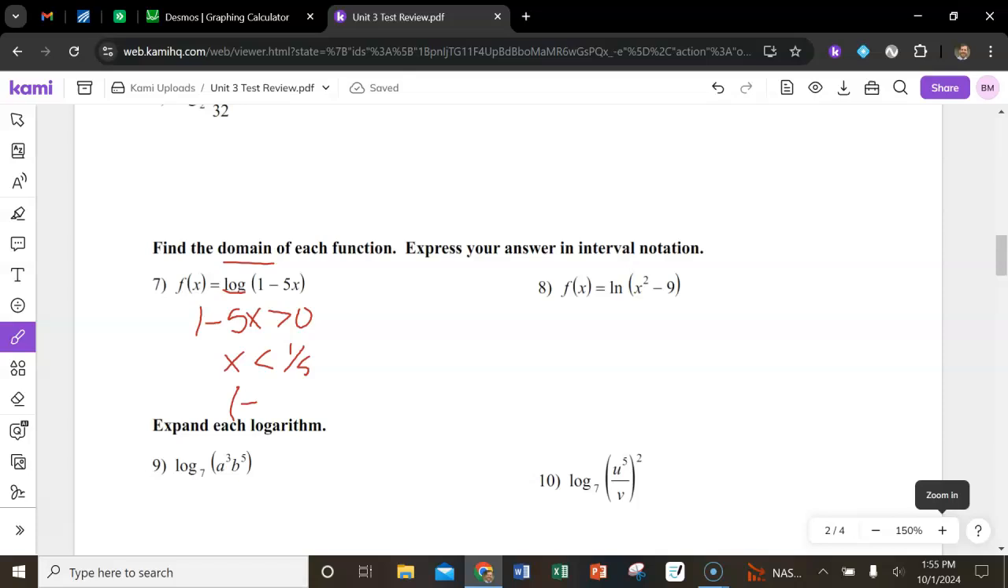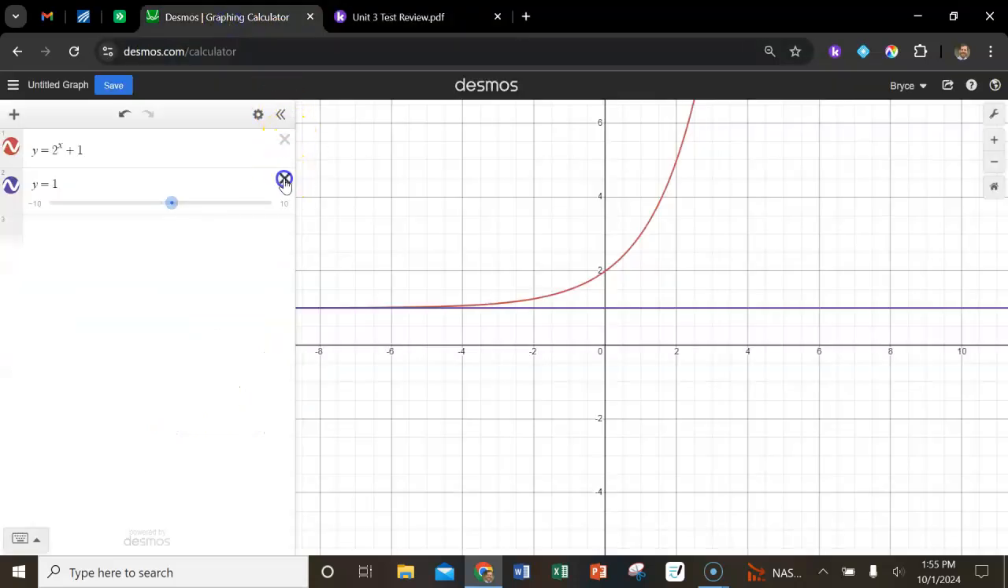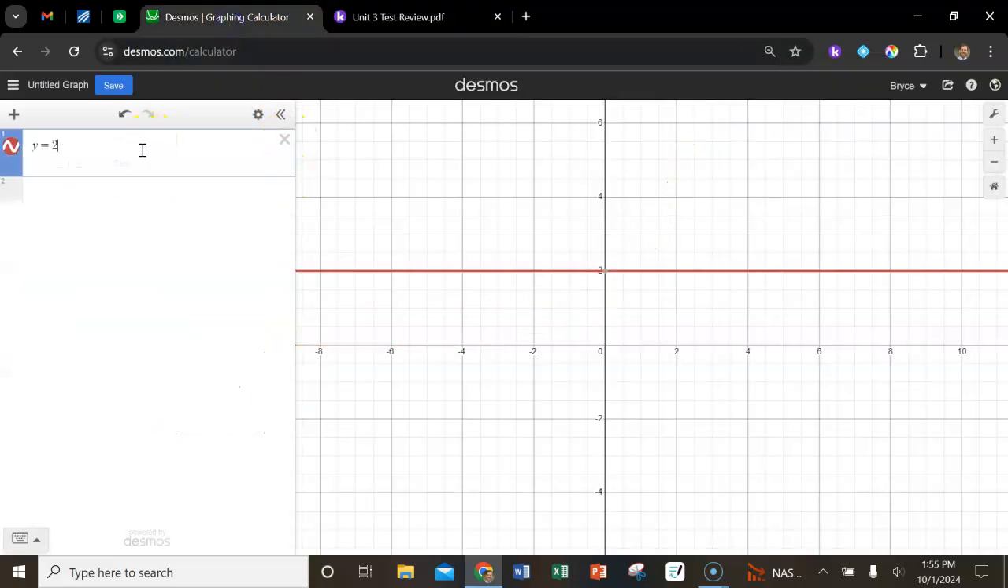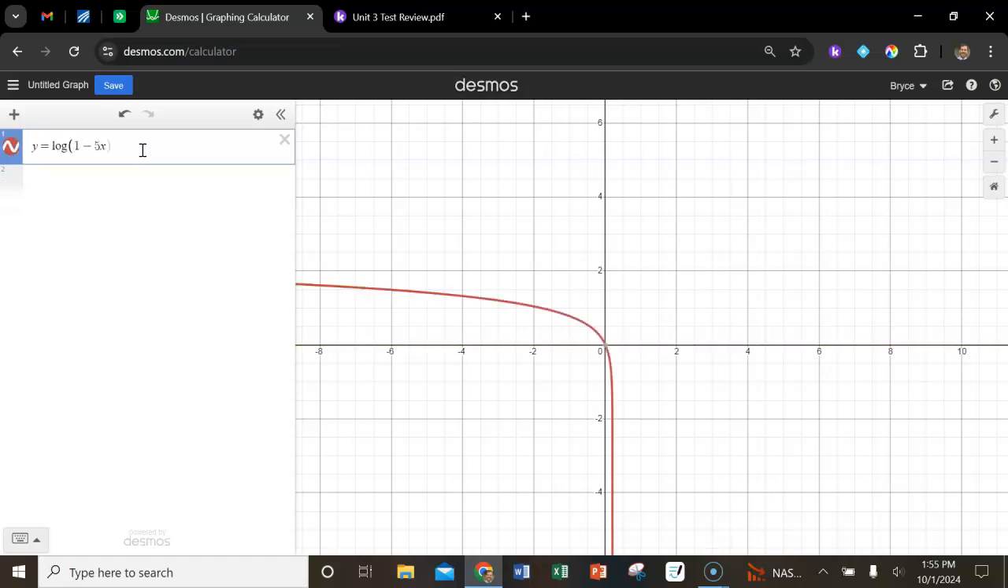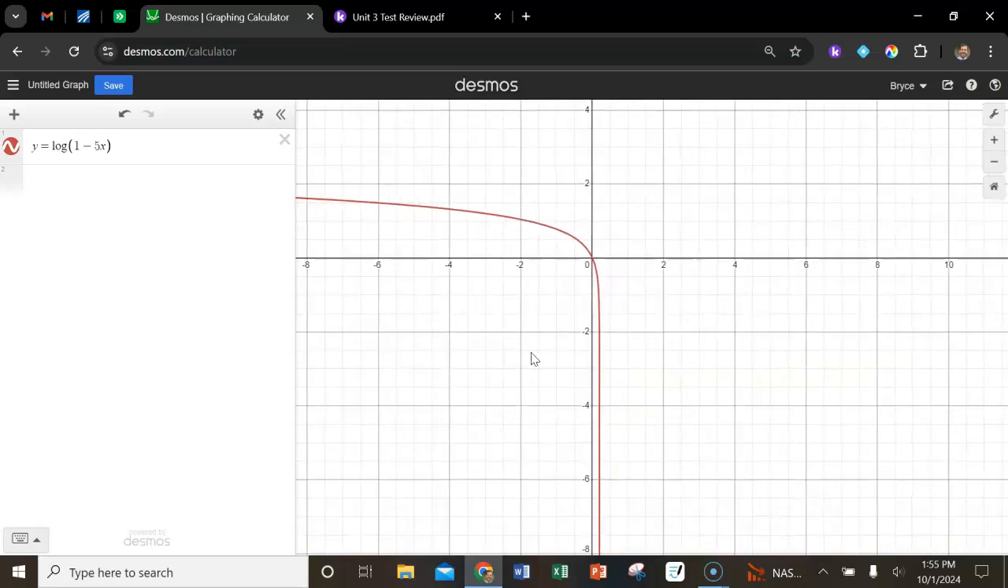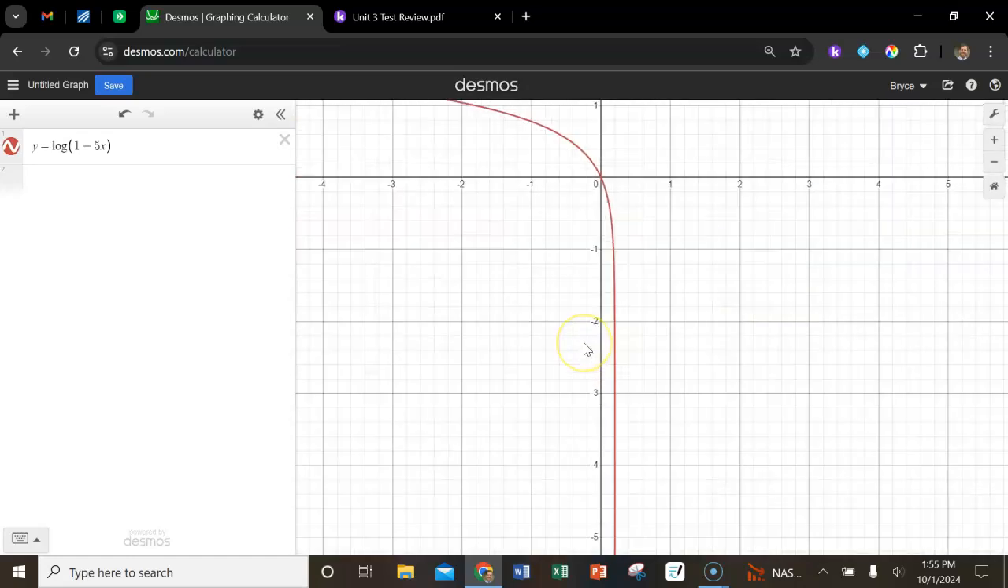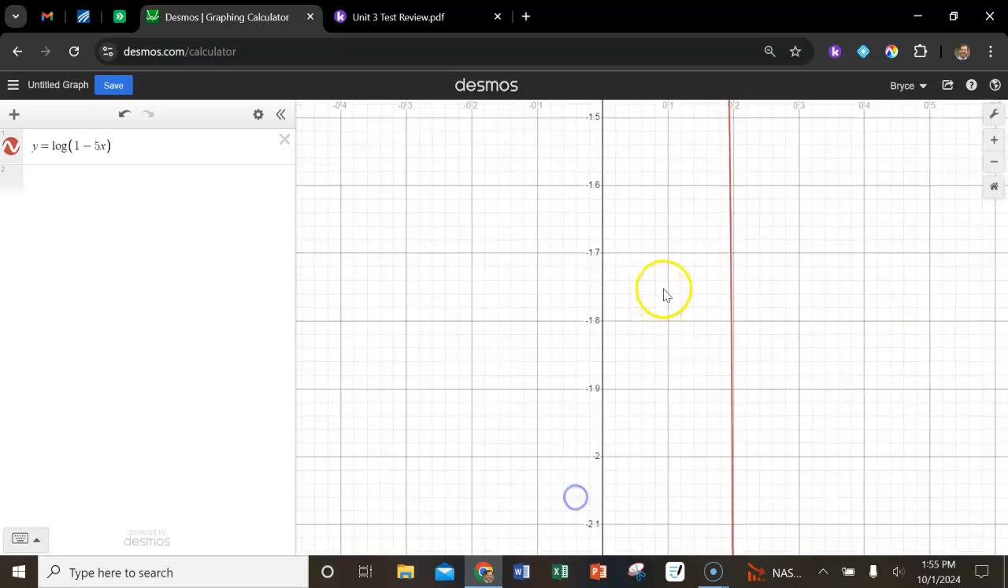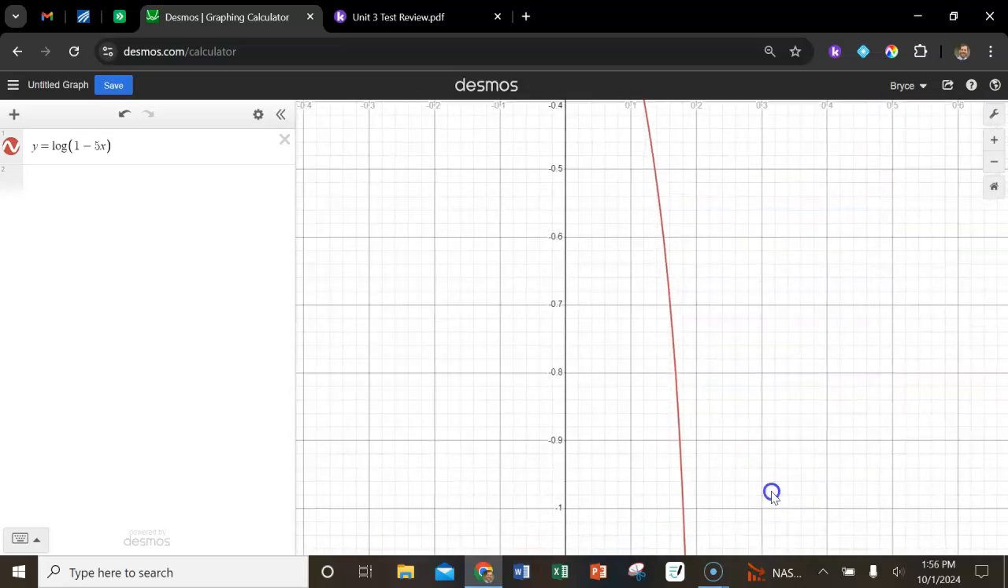But then in interval notation, that would be negative infinity to 1/5. So I do that. But what I would recommend is that you actually just graph this. So if I graph y equals log of 1 minus 5x, obviously it's to the left this time instead of to the right. But my goal is to just figure out what this vertical asymptote is. So what is the line that my graph is approaching?